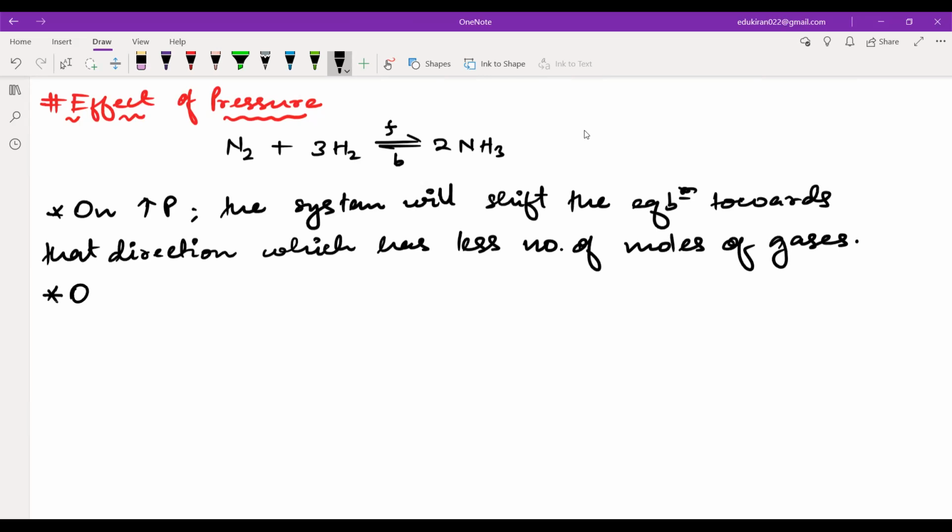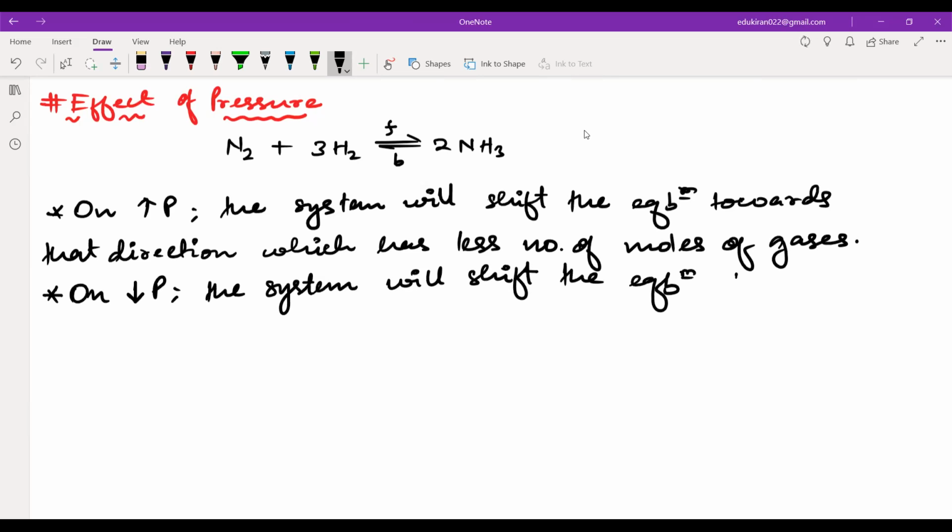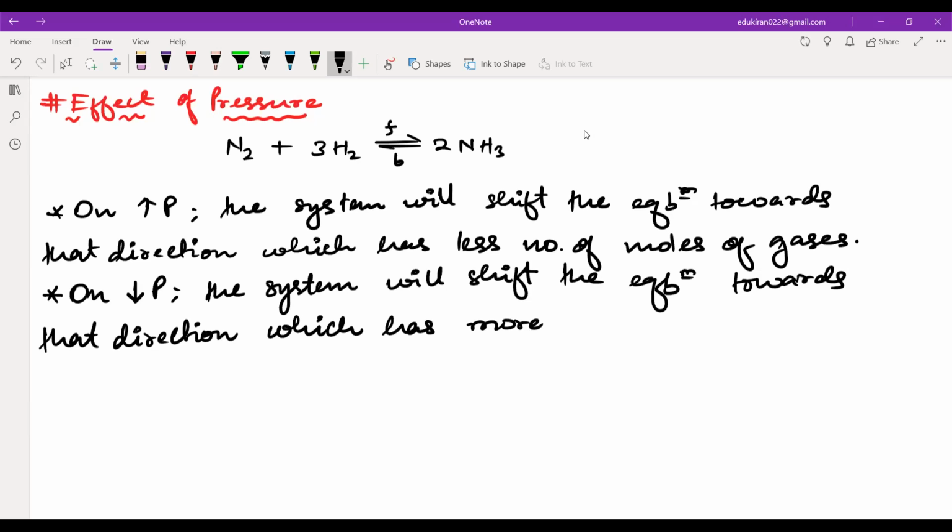Similarly, on decreasing the pressure, the system will shift the equilibrium towards that direction which has more number of moles of gases.